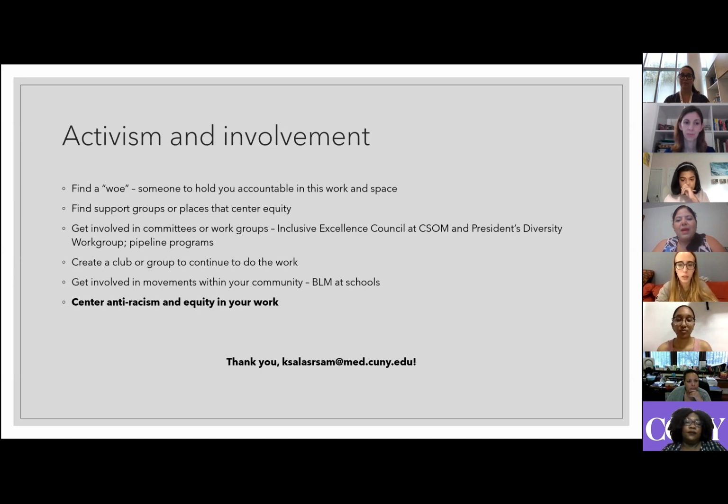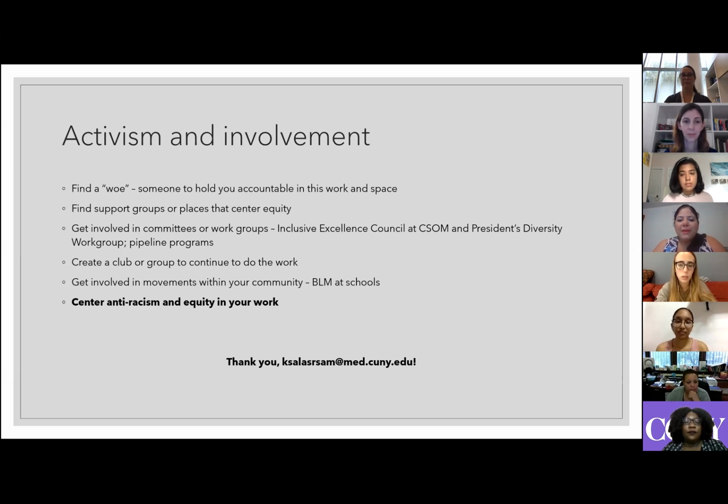There are different groups that you want to be involved in, especially those groups that are centering equity in the work. As students and postdocs and faculty, I encourage you to get involved in institutionalized committees that are able to challenge these institutional policies that create exclusive spaces. So at the CUNY School of Medicine, we have a Dean of Diversity, Dean Lynn Hernandez, that chairs, and I co-chair the Inclusive Excellence Council. And so we're actively trying to create anti-racist spaces within our institution. The president 2 years ago also formed a diversity work group that is informing his policies at CCNY.